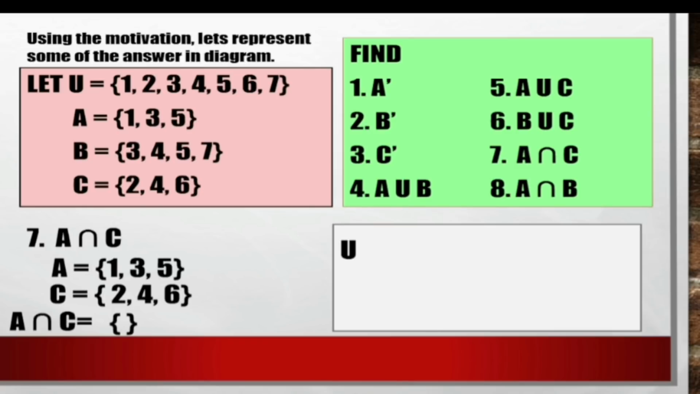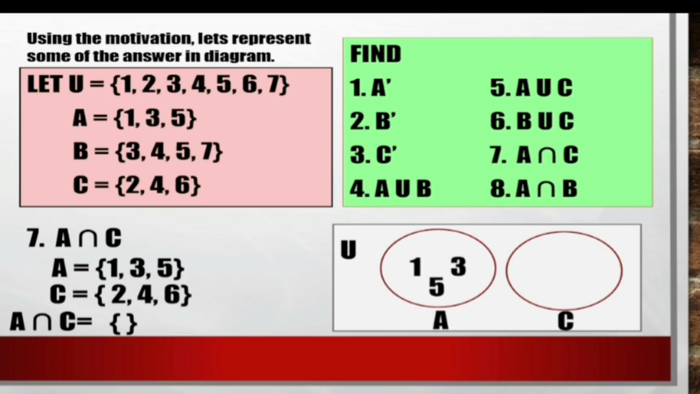If we will represent, again, the answer in a Venn diagram, we just simply write it this way. Since there's no common element, we're not going to shade anything. And for number 8.